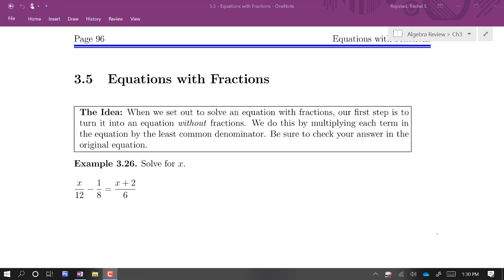Alright, this last section in this chapter, we're going to look at how we solve equations that have fractions. And our basic idea is simply, if I have an equation with fractions, I want to turn it into an equation without fractions. So we start this by figuring out what is the least common denominator of all the fractions, and then we multiply both sides of the equation by the LCD. That will, if done correctly, always result in an equation with no fractions. So let's start out.